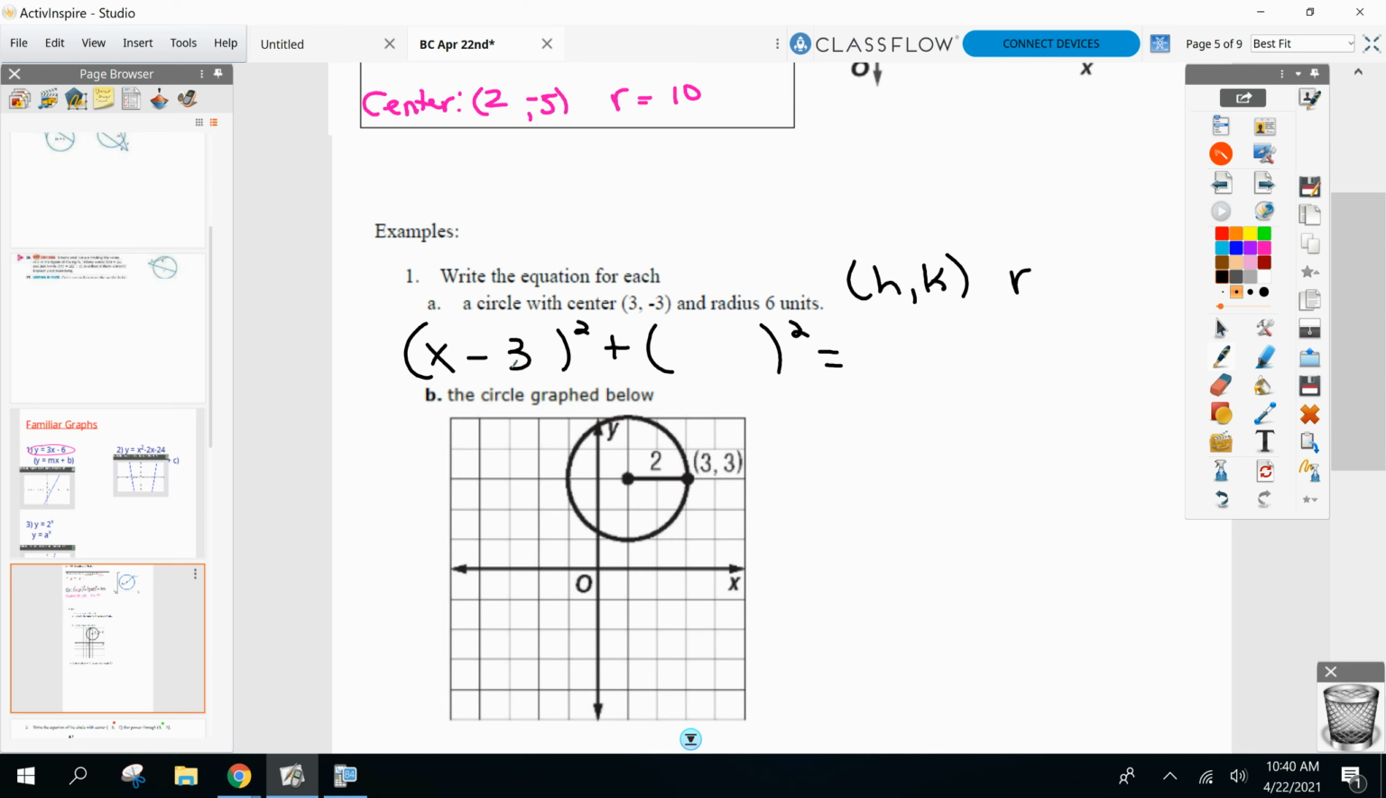What's the y coordinate of the center, Ryan? Negative 3. Okay, so now, everyone, it becomes what? Not y minus 3, but y plus 3. Everyone see it? Because it's y minus a negative 3. And then finally, Ryan, what's your radius length? 6. But I don't put a 6 there. I put whatever the radius is squared. So what number do you want me to put there, Ryan? 36. There you go. So there is the equation of this circle with those details.